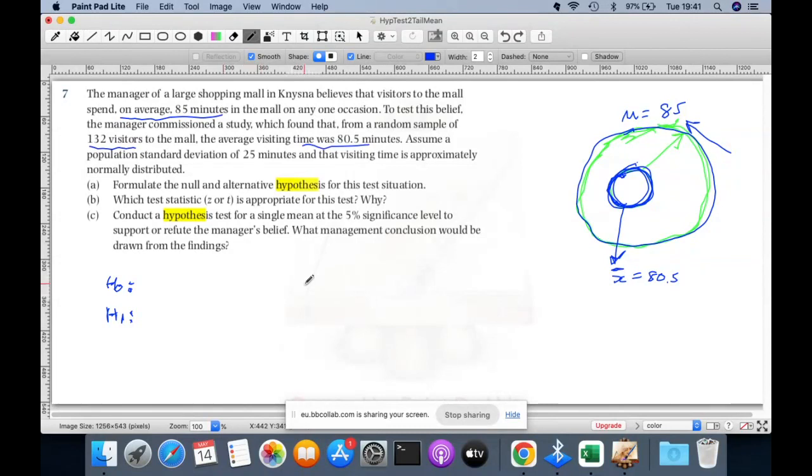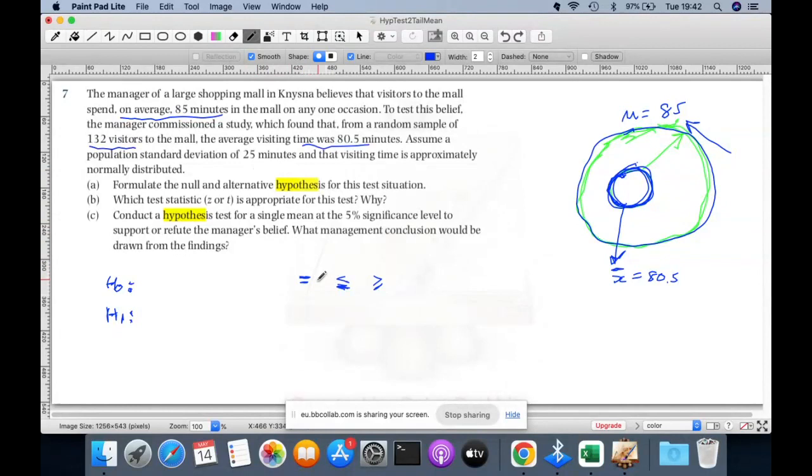So H naught is what we believe. It could be three things. H naught can take on the value of equals to, less than or equal to, and greater than or equal to. These are the three possibilities that H naught can take on.